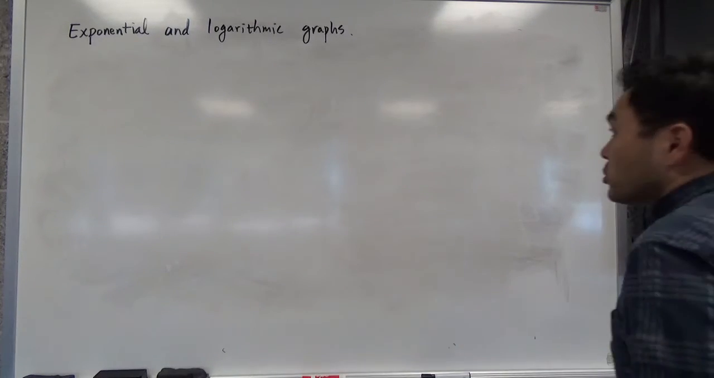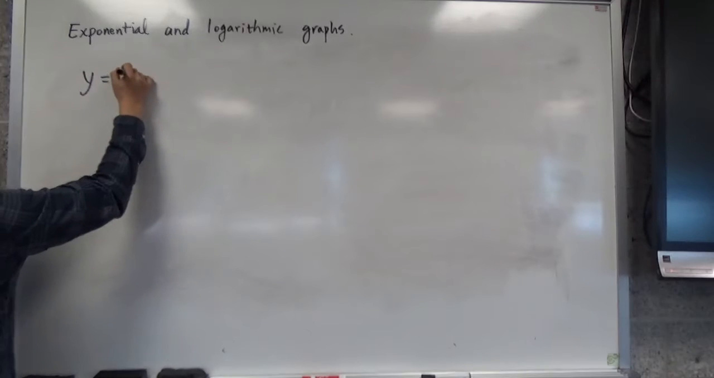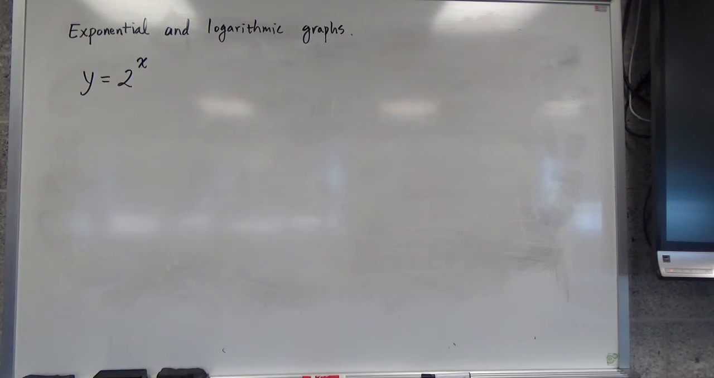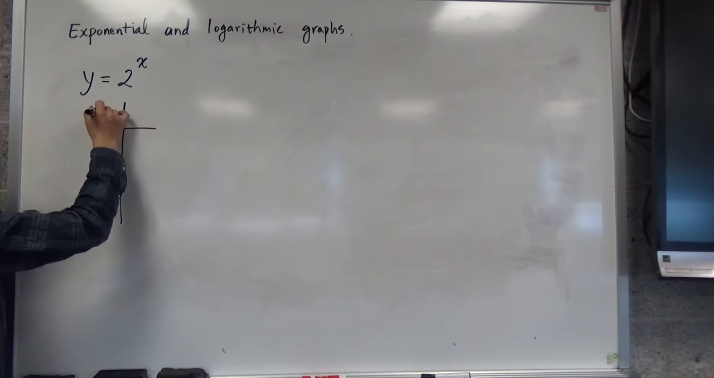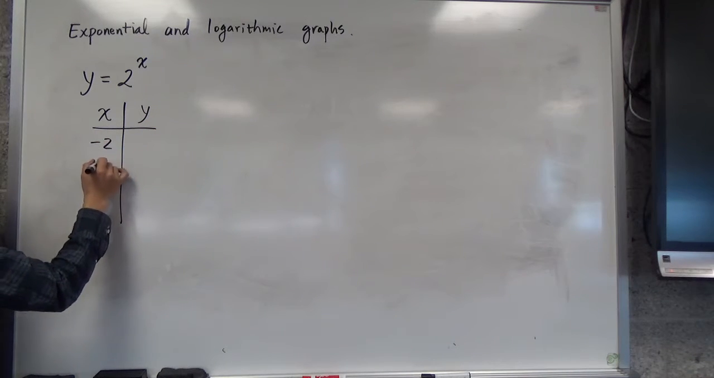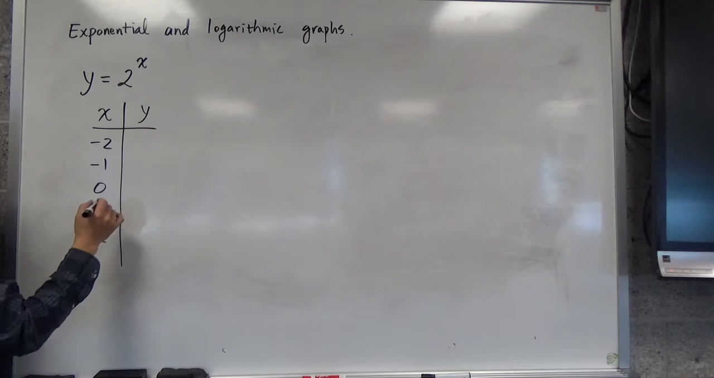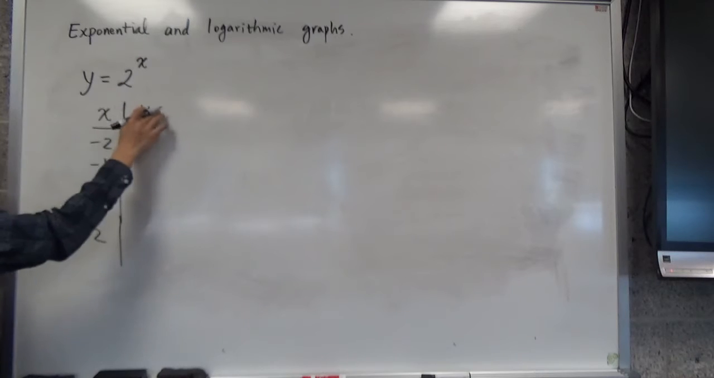Let's think about exponential graphs first. The easiest exponential graph is y equals 2 to the x. You can think about this graph by first making a table, x and y. Let's pick x as negative 2, negative 1, 0, 1, and 2. And then we just have to plug in these values into this function to produce the y value.